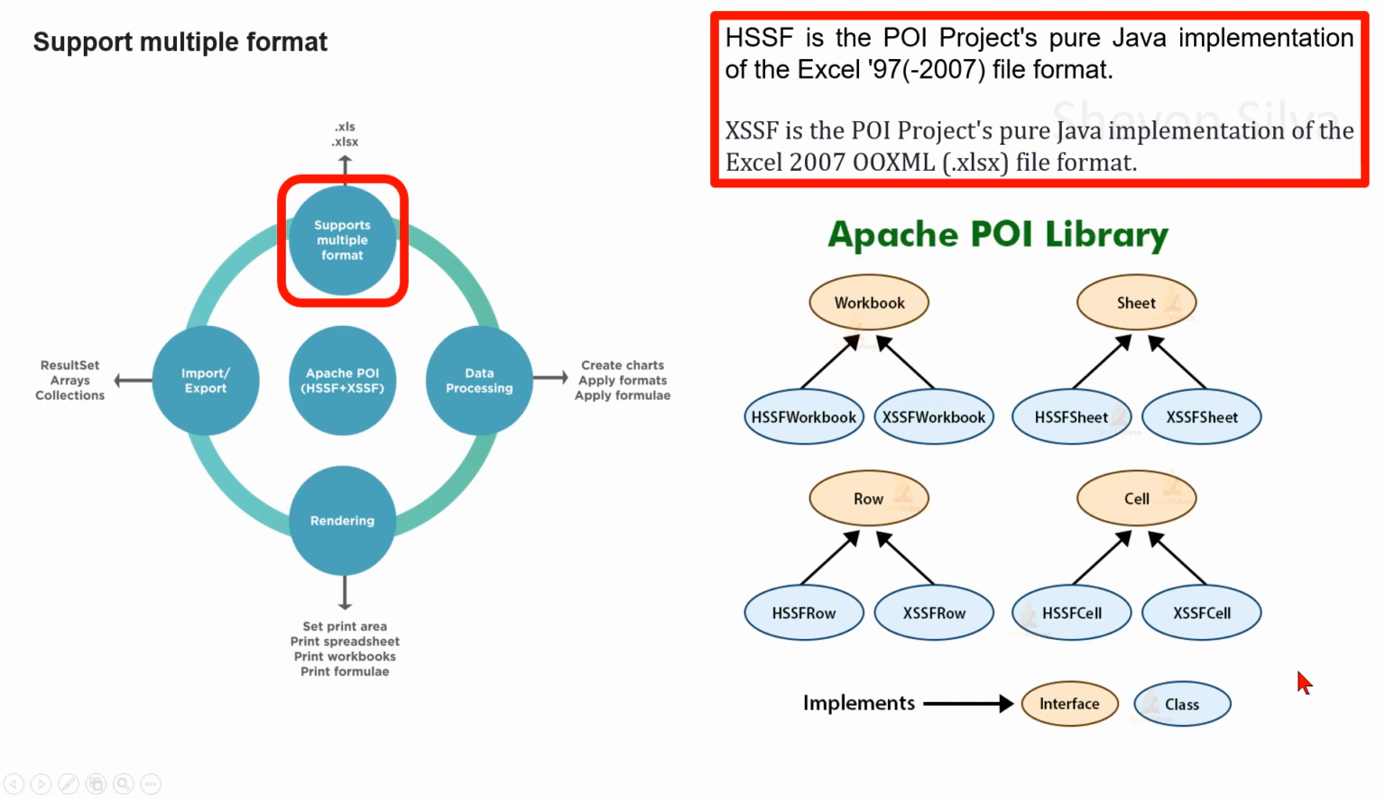You can see interfaces and classes in Apache POI. Workbook represents an Excel workbook. It is an interface implemented by HSSFWorkbook and XSSFWorkbook. Sheet is an interface that represents an Excel worksheet. A sheet is a central structure of a workbook which represents a grid of cells. The Sheet interface extends java.lang.Iterable.